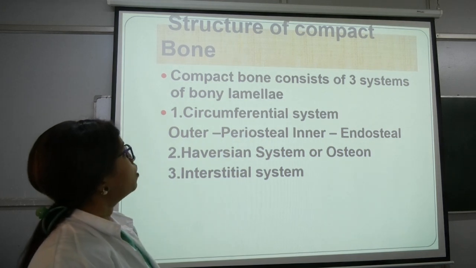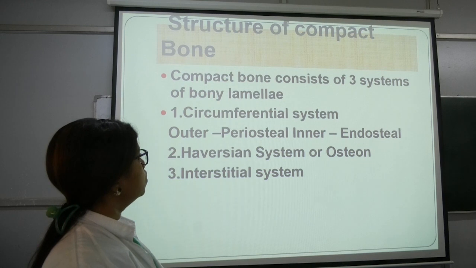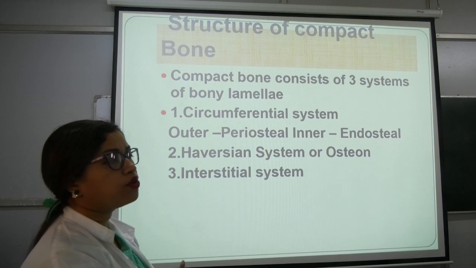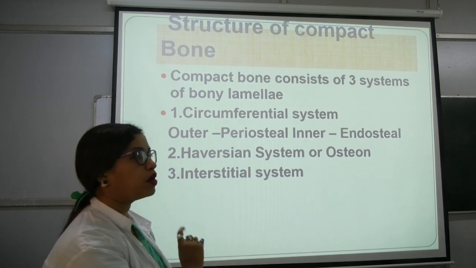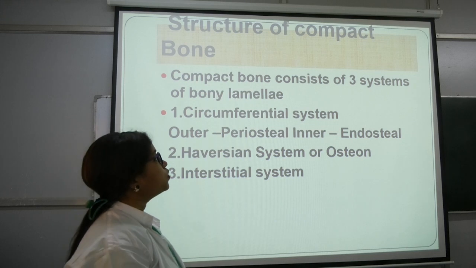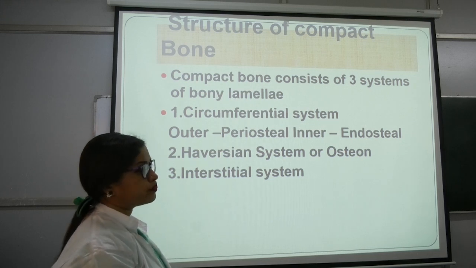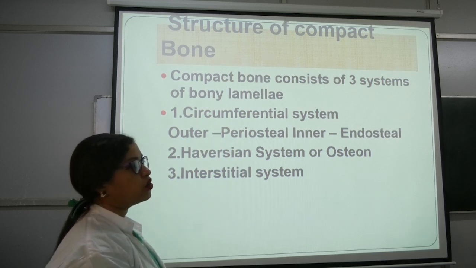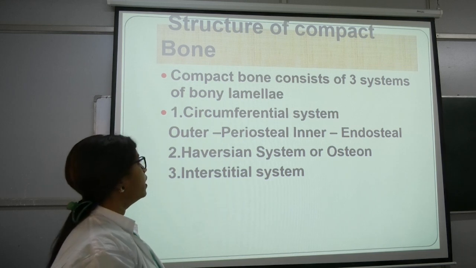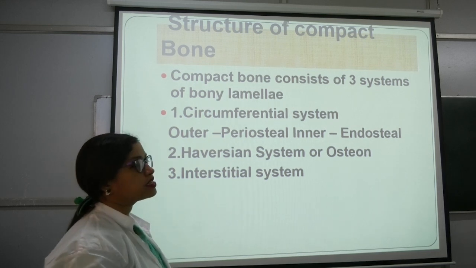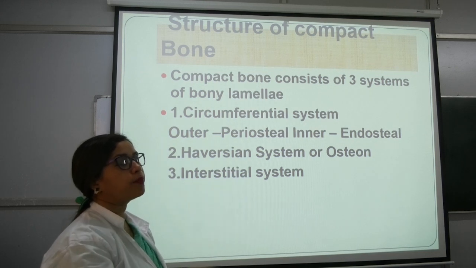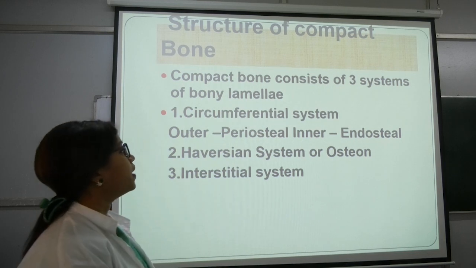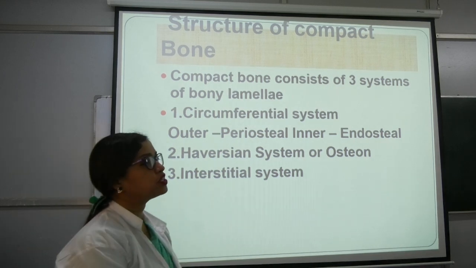So what is the structure of compact bone? These are the characteristic features of bone, what you have to write if you see the bone. Number 1. Compact bone consists of 3 systems. One is the circumferential system. Circumferential systems are of 2 types: outer periosteal and inner endosteal. And there is the Haversian system, also known as osteon.